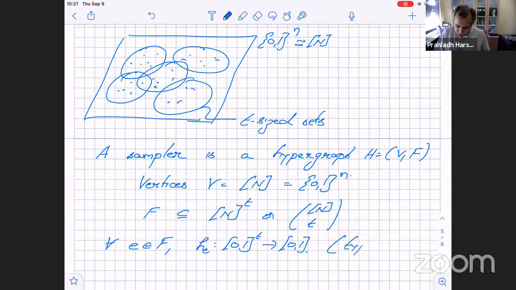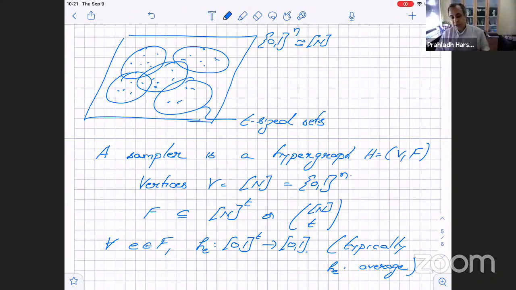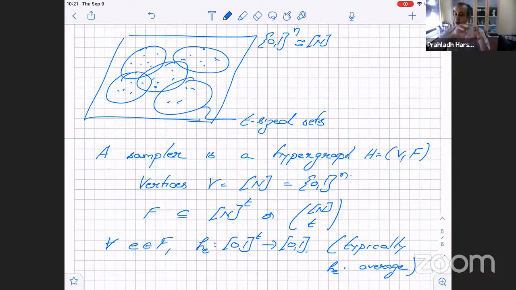Typically, h_e is just the average function. So that's curly braces, right, on {0,1}^t. Which {0,1}^t? h_e, the domain. No, h_e takes the value of the function on the t tuples, so it takes t real numbers and then outputs another real number. What the sampler did is it queried the function at these t places, got values, and then took the average of those values. So h_e is usually the averaging function.